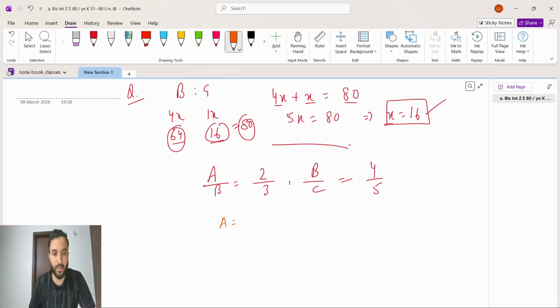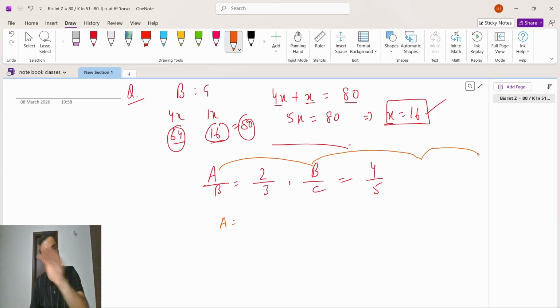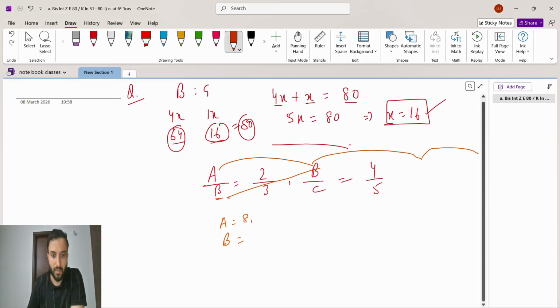A is present in the numerator, so we'll go from a to b. If c is there, then b to c. If d is there, then c to d, like that. We'll go through the numerators. So a to b, 2 4 the 8. Now for finding b, where is the b? B is here. Now b will go b to b. If there is still more, then c, d, e, like that. Otherwise b to b, it will stop, because further we don't have. So 3 4 the 12.